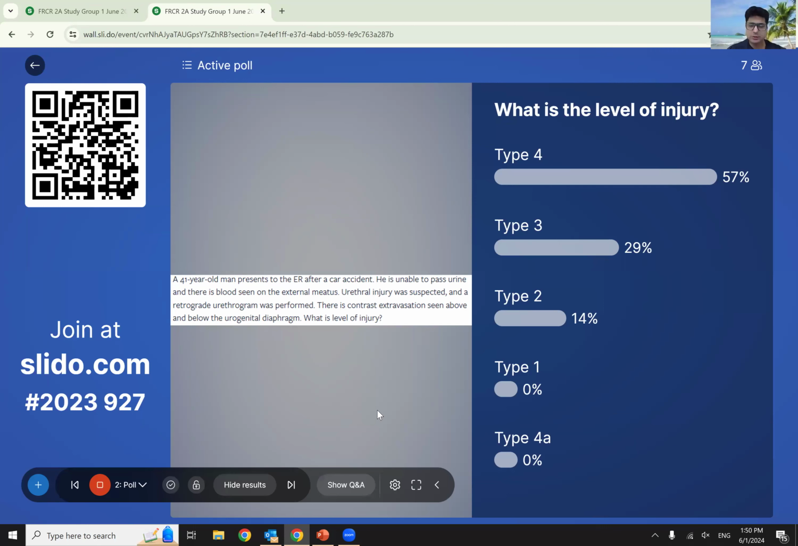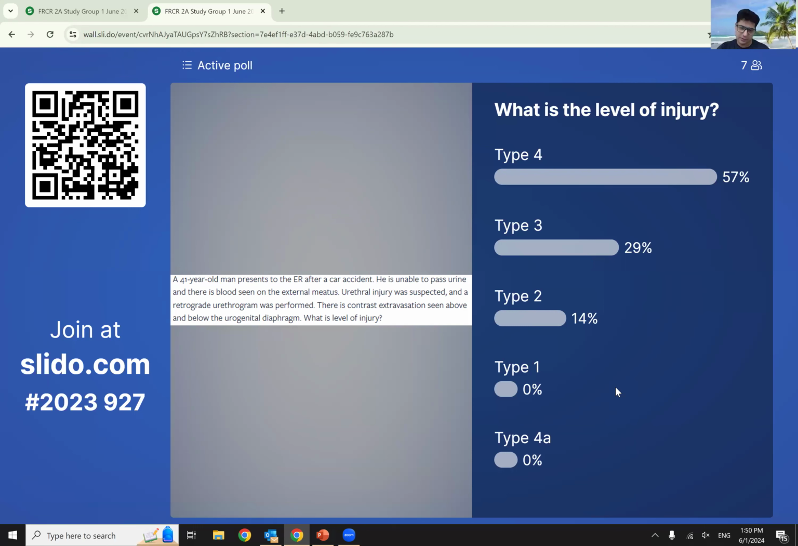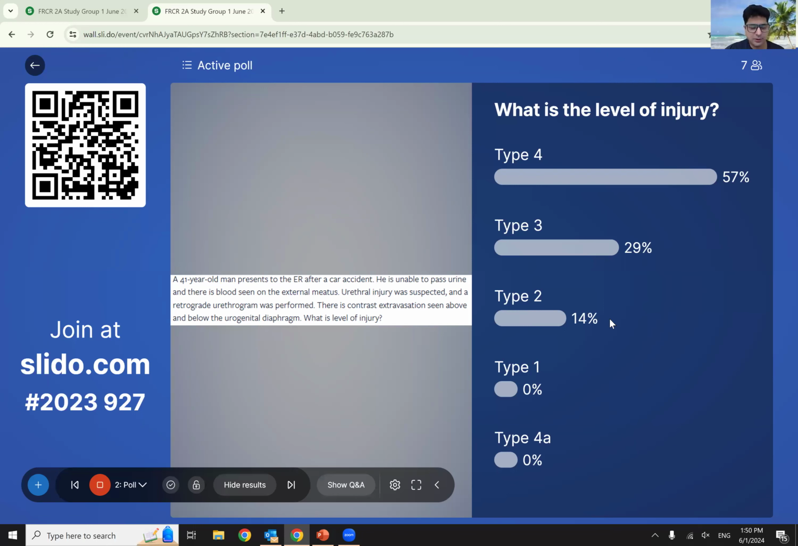Okay, all right. So most of you picked type 4. Some of you picked type 3, some type 2. No one picked 4A and 1. So it shows that you have a general understanding of the classification system. You're confused, and that's justified because this classification is idiotic. That's another thing we're going to come across: classifications that make absolutely no sense, no pattern to it, and it's just memorizing.